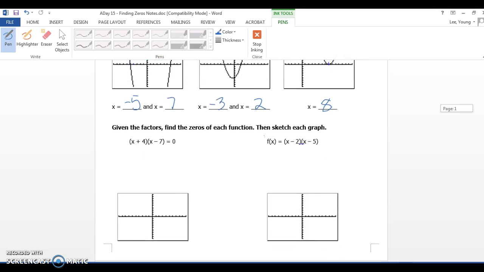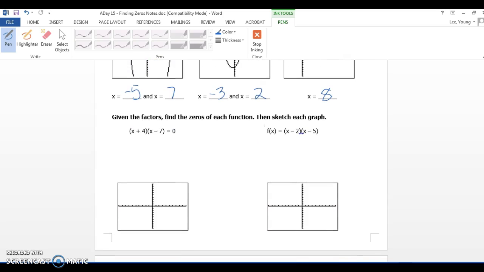How about the next question? Let's take a look at the next one. It says, given the factors, find the zeros of each function. Then sketch each graph. So, there are actually two ways of doing this problem. The first way to do it is you can just graph this on your graphing calculator. So you can do x plus 4 and x minus 7 on the graphing calculator. So let's get out the graphing calculator. Let's work on this problem. Okay?